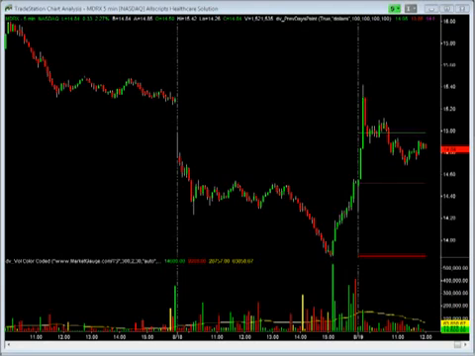Now I've pulled up MDRX here to give you an example really of a huge price bar and the reaction to that volume bar. But I don't expect that every time I get a big volume bar that it's necessarily going to reverse and go in the other direction.